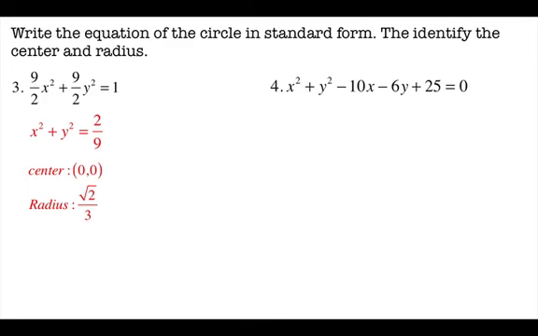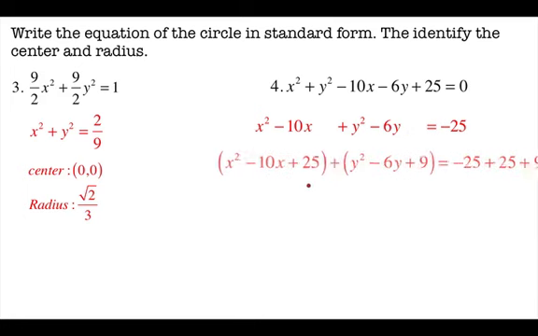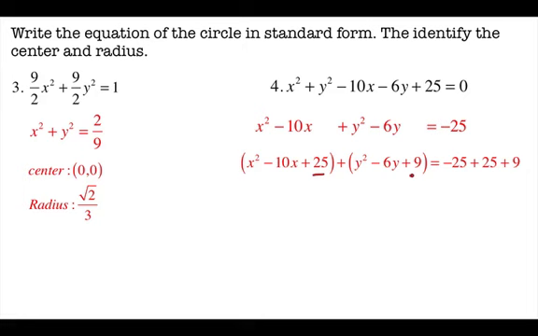Number 4 is a little bit different. Now notice that I have 10x and negative 6y along with that 25. So what I'm going to do is rewrite them the following way. Pair up the variables next to each other. Bring over the 25 to the other side. And then I'm going to add something here and something here, which is 25 and 9.